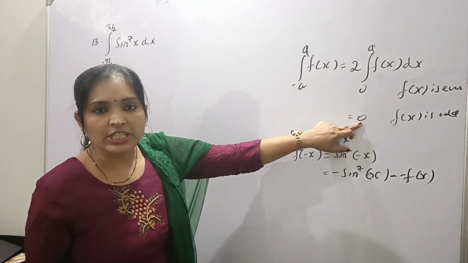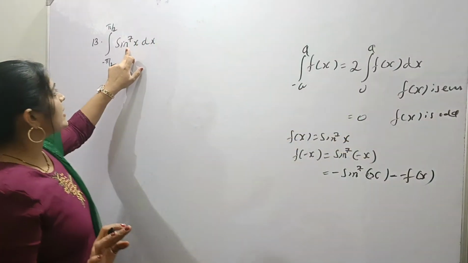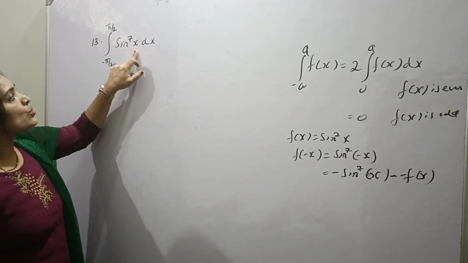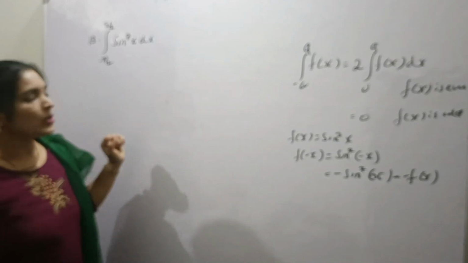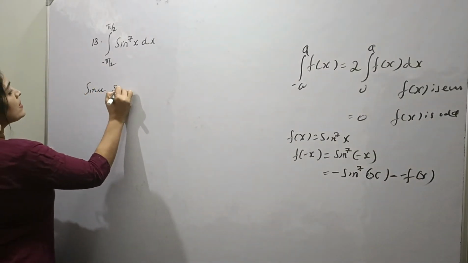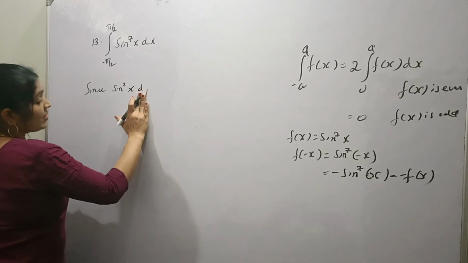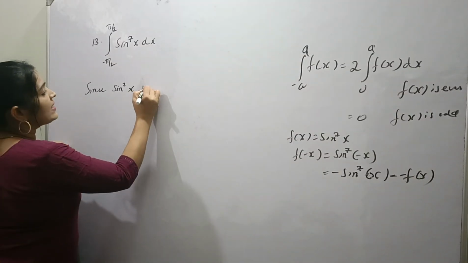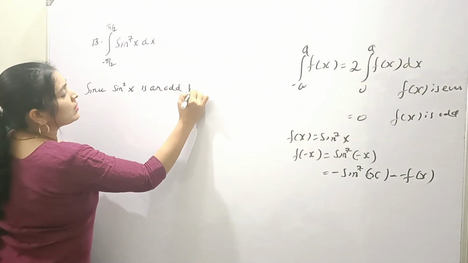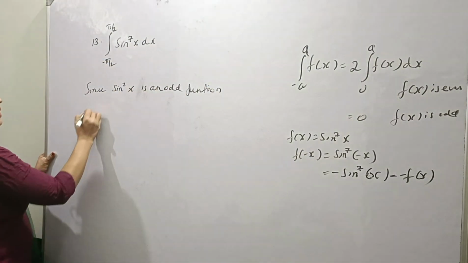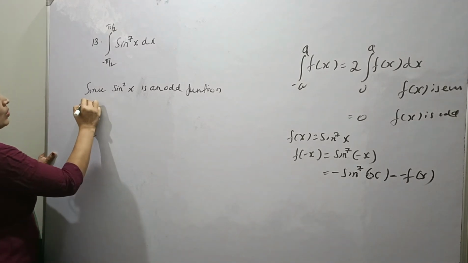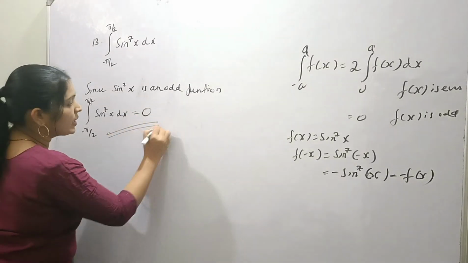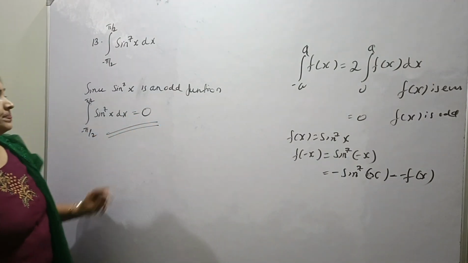So what is the value of the given integral? 0. Okay, if f of x is an odd function, then integral from minus pi by 2 to pi by 2 of sin raised to 7x dx is equal to 0. You can just write: since sin raised to 7x is an odd function, the integral from minus pi by 2 to pi by 2 of sin raised to 7x dx is equal to 0 by the property of integral.